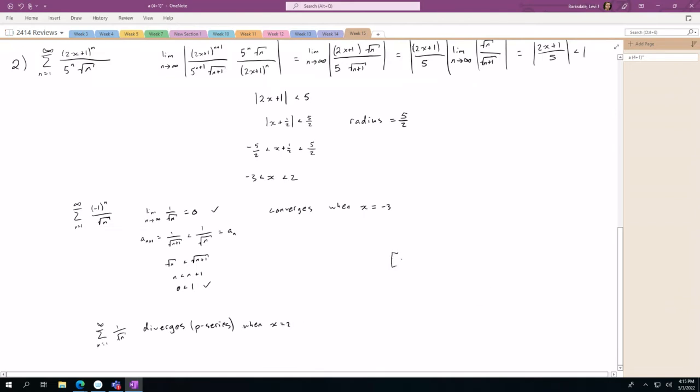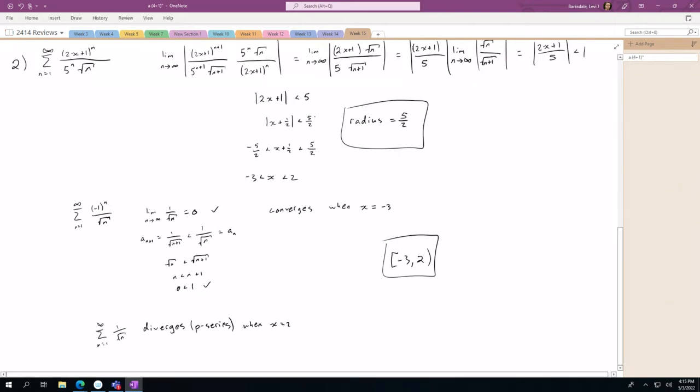Then overall, our interval is going to be negative 3 to positive 2, where negative 3 is included, but positive 2 is not. And that's our answer. All right. So that was kind of a review of what we did last week.